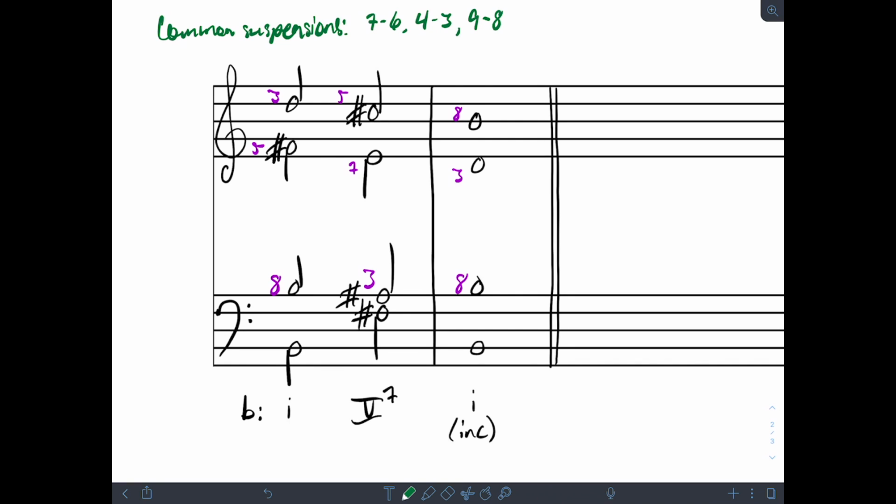And these are the types of suspensions that don't involve bass motion. So in other words, the bass stays the same throughout the suspension and resolution episodes. And then there is a common bass suspension that we identify, which we call the 2/3 suspension. Now, one thing you might notice is that in each of the first three examples, the interval is shrinking as the suspended note resolves down.